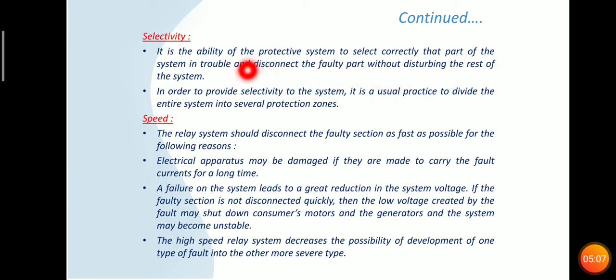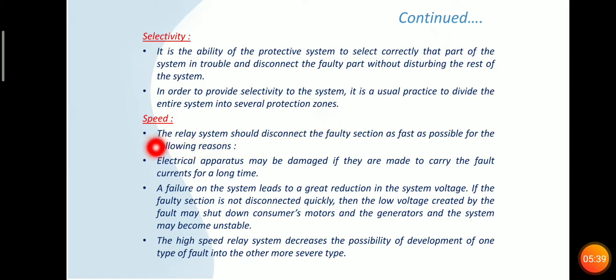Selectivity is the ability of the protective system to select correctly that part of the system in trouble and disconnect that faulty part without disturbing the rest of the system. While the relay is operating, it should disconnect the faulty part only. It should not disturb the other parts of the system. In order to provide selectivity, we divide the system into several protective zones.